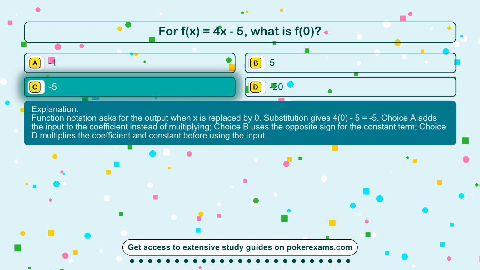Choice A adds the input to the coefficient instead of multiplying, choice B uses the opposite sign for the constant term, choice D multiplies the coefficient and constant before using the input.